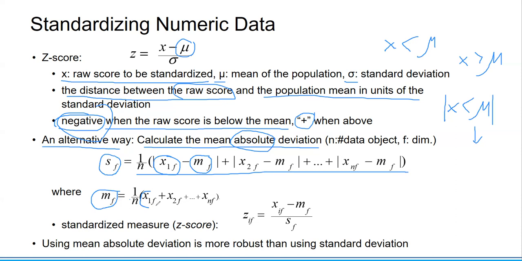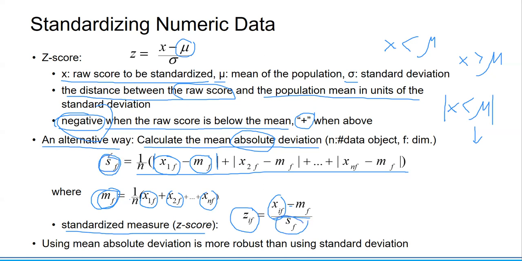You can see this x1 f, x2 f until xn f divided by n. And for every subtraction it will be absolute. So the standardized measure, z, will be x, which is the score, minus m, the mean or the average, divided by the sf.